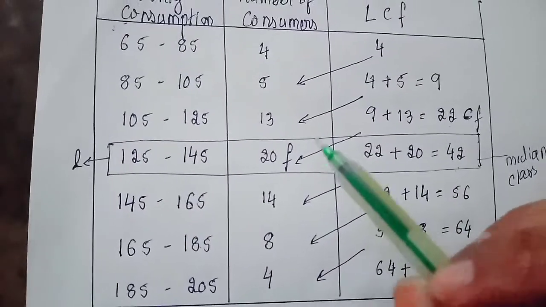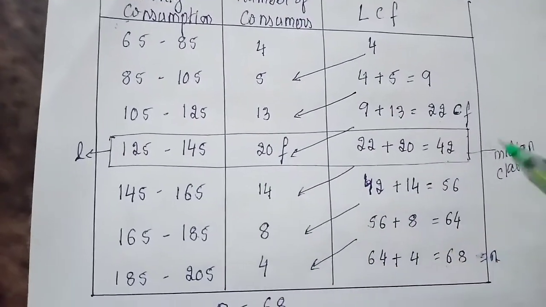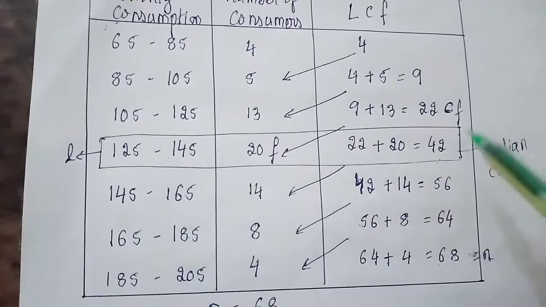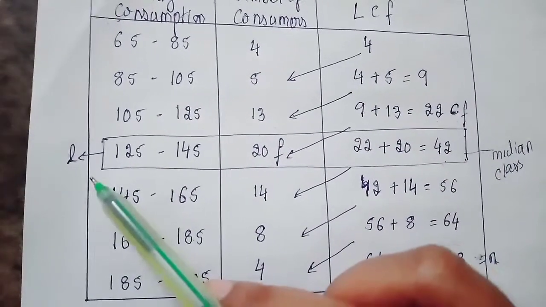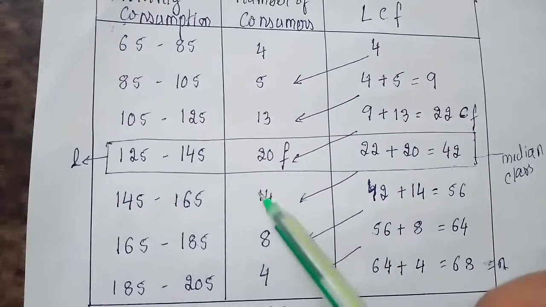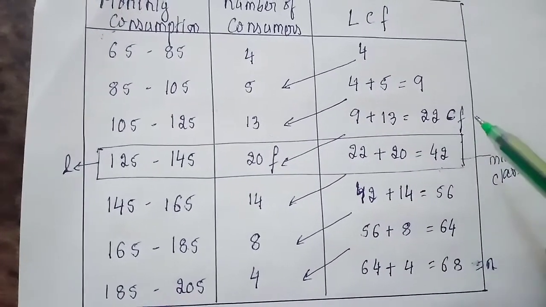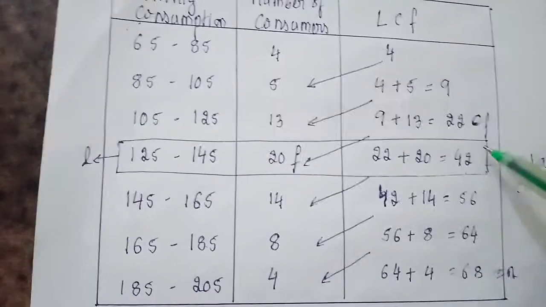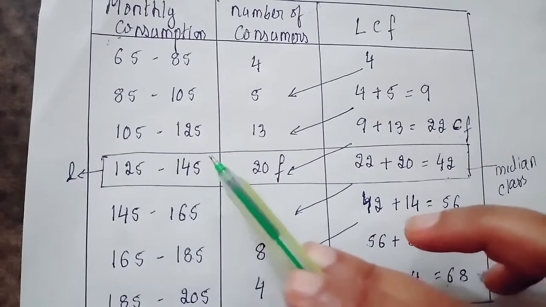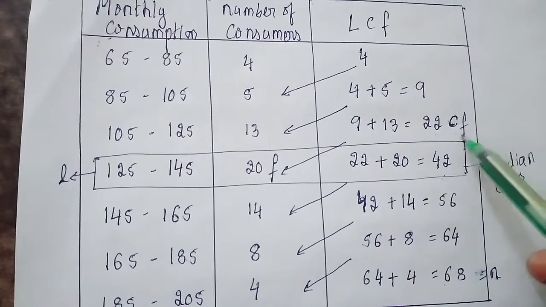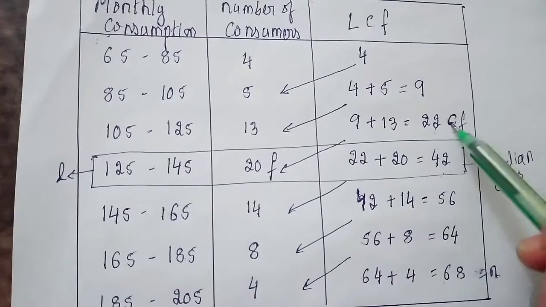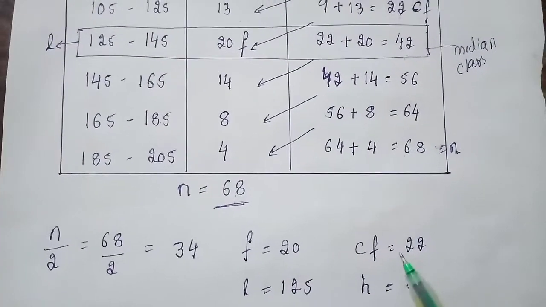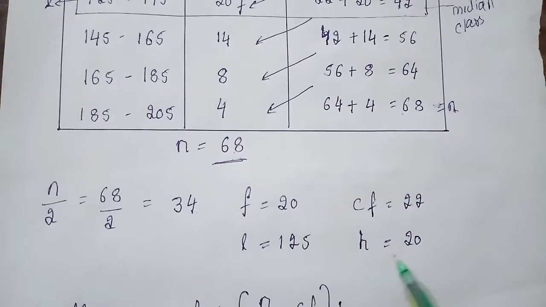What is F? F is the frequency of the median class, not the cumulative frequency. It is just the frequency of the median class. And L is the lower limit of the median class. And CF is the cumulative frequency preceding the median class. Means if this is the third class interval, for the second class interval, what is CF? That is 22. It should be preceding. Now let us note it. F is 20, CF is 22, L is 125 and H is 20.